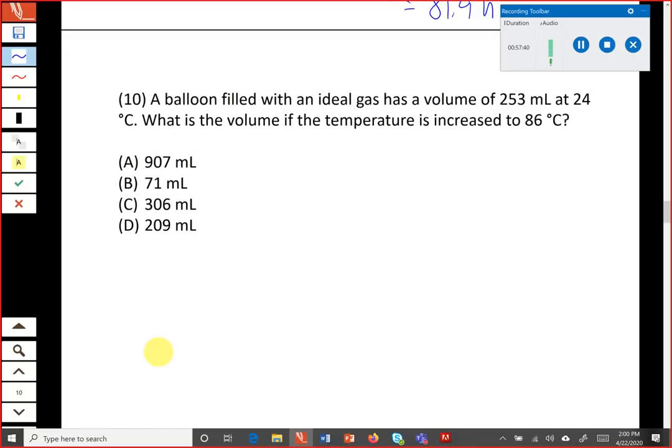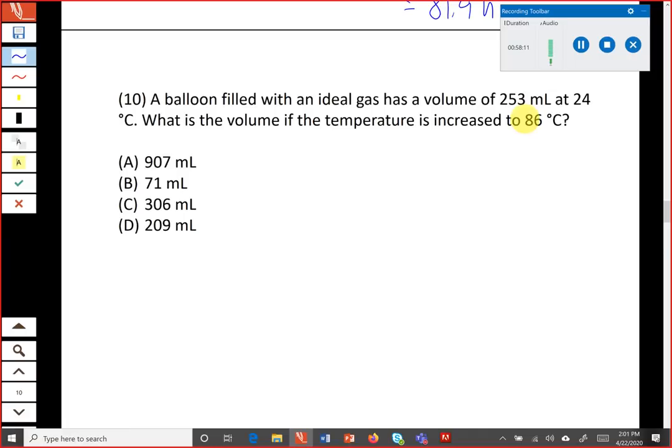All right, number 10 now, we're finally transitioning into the ideal gas part of the test. So we're getting into chapter 8 material, if you're keeping track that way. And so there's going to be a lot of questions of this type. And again, most of these will involve numerical calculations, just like the previous ones. So in this problem, we have a balloon filled with an ideal gas, which has a volume of 253 milliliters at 24 degrees Celsius. What is the volume if the temperature is increased to 86 degrees Celsius?